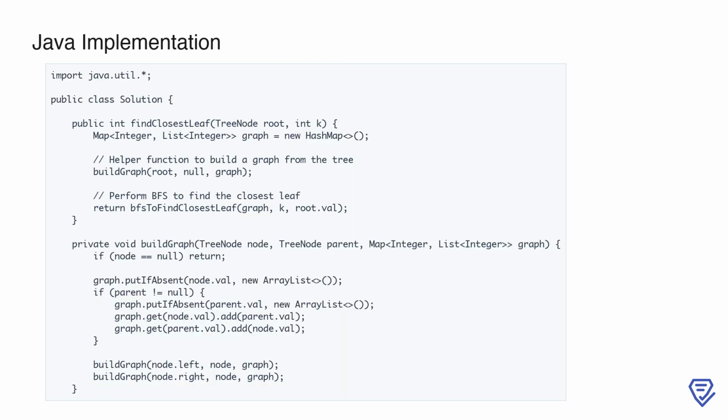Here, we start with the Java implementation of the solution. The goal is to find the closest leaf node to a given node in a binary tree, where the value of the target node is k. We use a graph-based approach to solve this problem. The findClosestLeaf method initializes a graph as a hash map, which will represent the tree in an undirected graph format. Then, we call the buildGraph helper function to convert the binary tree into this graph structure.